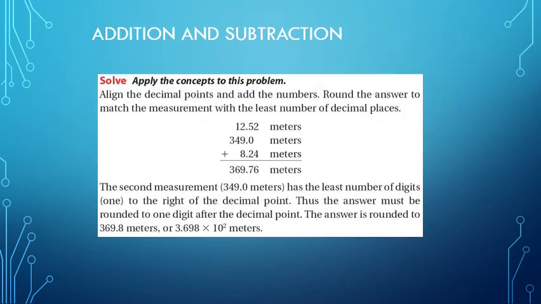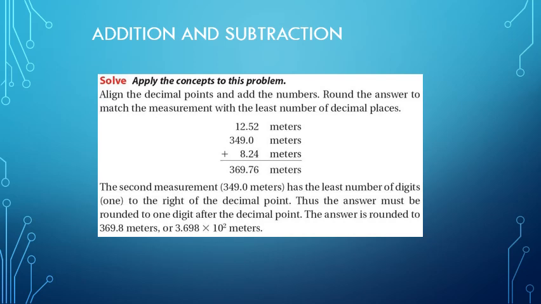So in this practice problem, it is asking you to align the decimal points and add the numbers, and then round the answers to match the measurement with the least number of decimal places. So when we look at our numbers here, we have 12.52, again going to the hundredths place, 349.0, which will go to the tenths place, and 8.24, which goes to the hundredths place again.